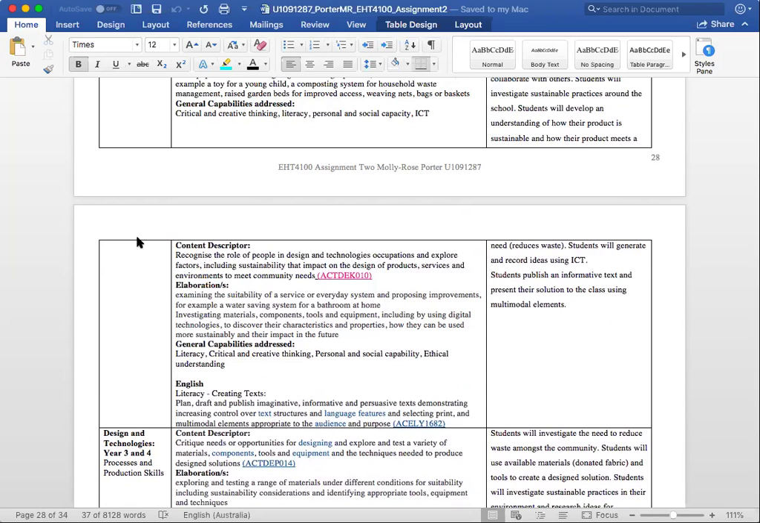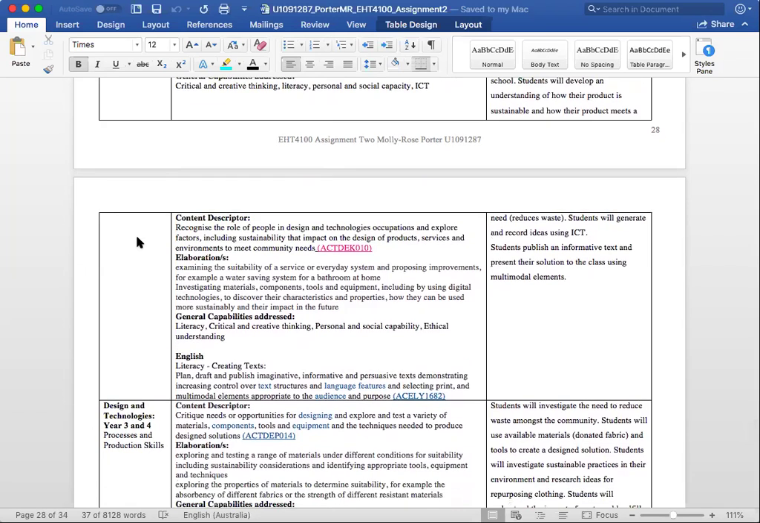So the specific need, as stated earlier, is that as a community, we are looking to reduce waste. They also understand that they need to meet different community needs, so they're not just going to design any solution. This solution needs to have a purpose. For example, a library bag that students can use at school.